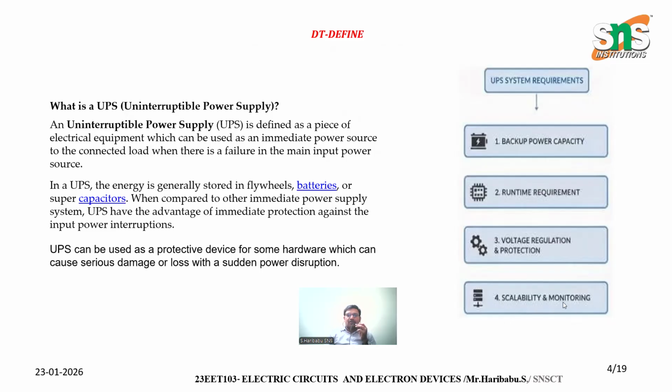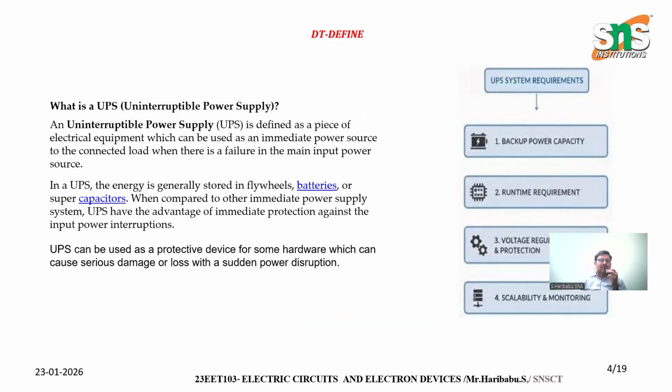Scalability and monitoring is about monitoring the value from 230 volt to 220 volt, and what values are arriving sequentially, which we have to analyze over the days and inputs. So that is the UPS requirement. An uninterruptible power supply is defined as a piece of electric equipment which can be used as an immediate power source connected to the load when there is a failure in the main input power source. We already discussed this point.